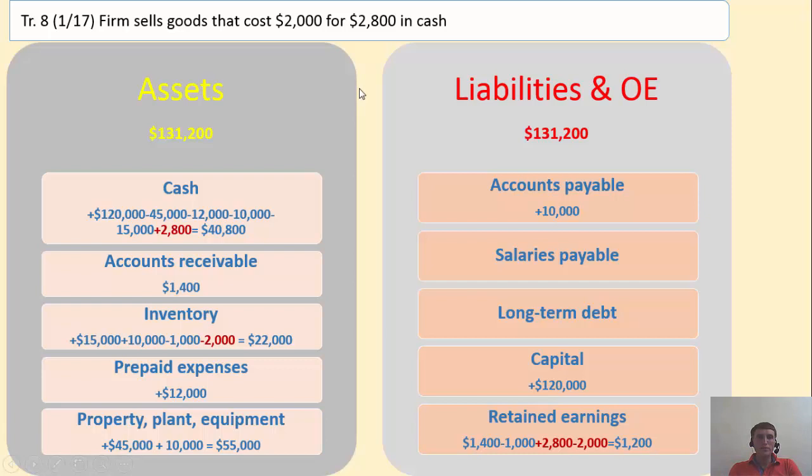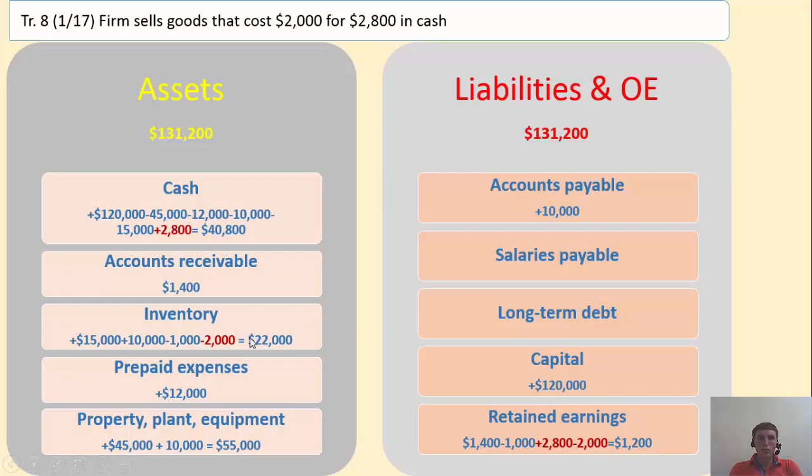Transaction number 8. In this transaction, the firm sells goods that cost $2,000 for $2,800 in cash this time. So the only difference really, there are two differences, the amounts of course, and the fact that the company in this case received cash for this transaction.